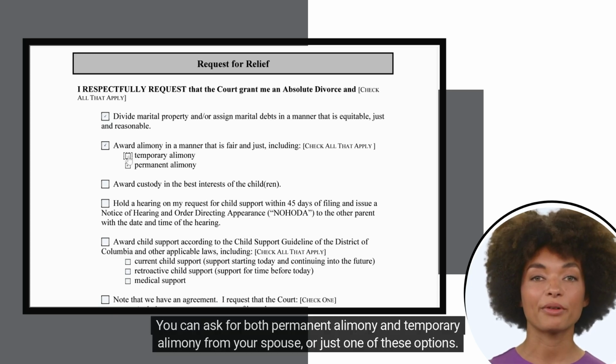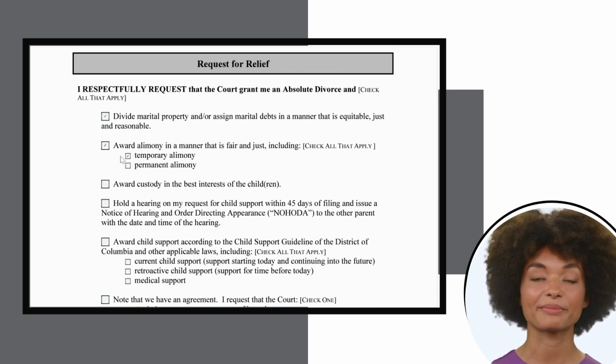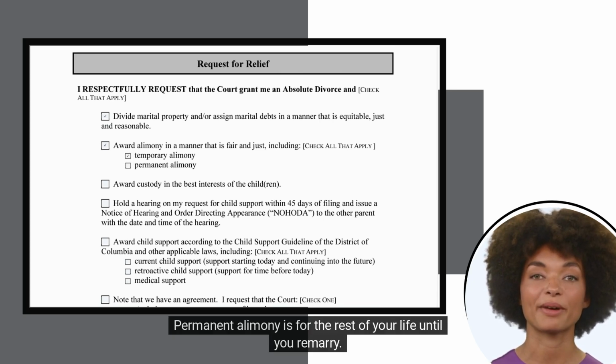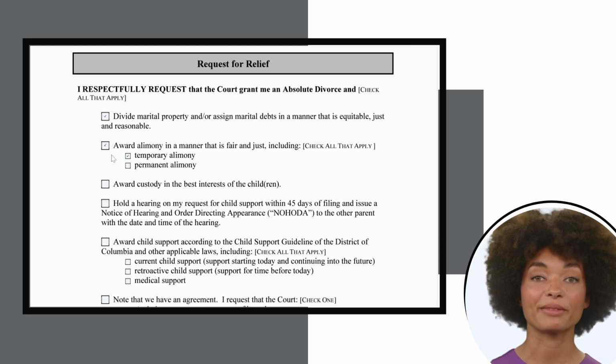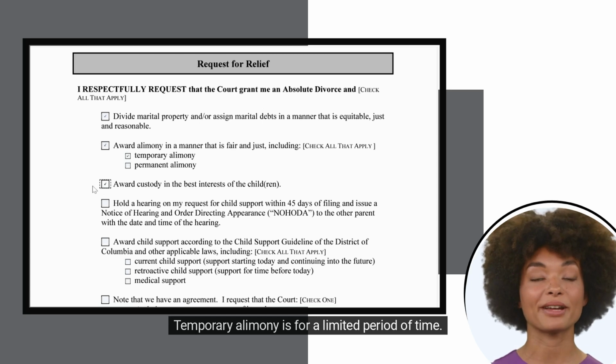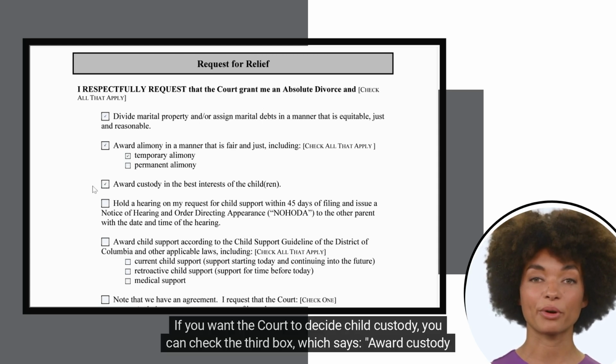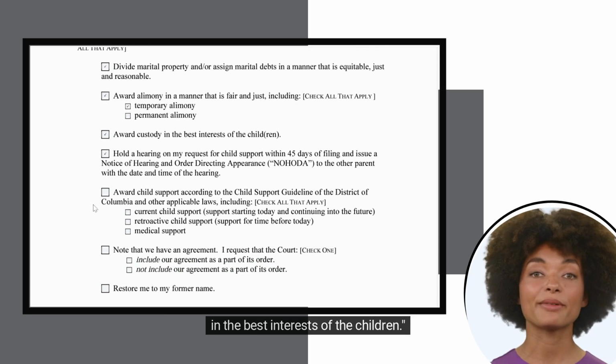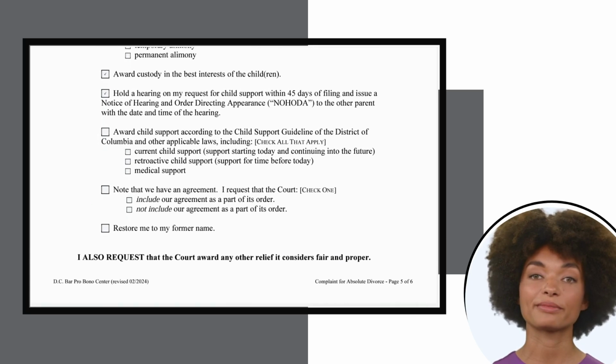You can ask for both permanent alimony and temporary alimony from your spouse, or just one of these options. Permanent alimony is for the rest of your life until you remarry. Temporary alimony is for a limited period of time. If you want the court to decide child custody, you can check the third box, which says, award custody in the best interests of the children.